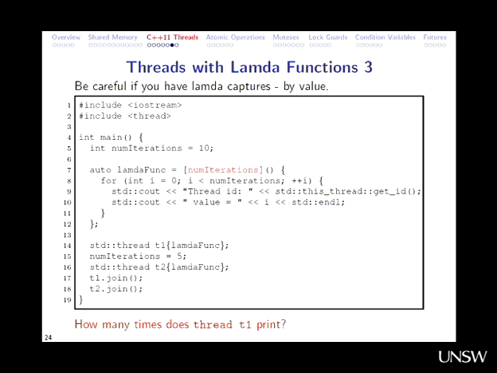So, how many? Read it carefully. I've got the number of iterations equal to 10. I've got my lambda function, which is taking in num iterations. How many times does thread T1 print? 10. Does everyone see it? Thread T1 prints 10 times.